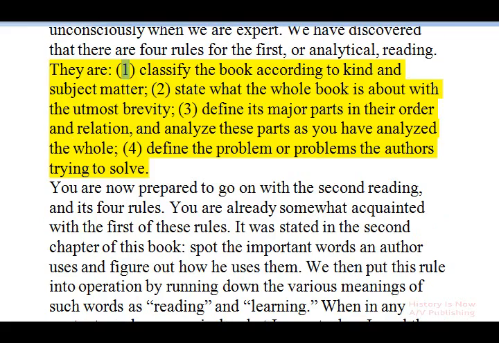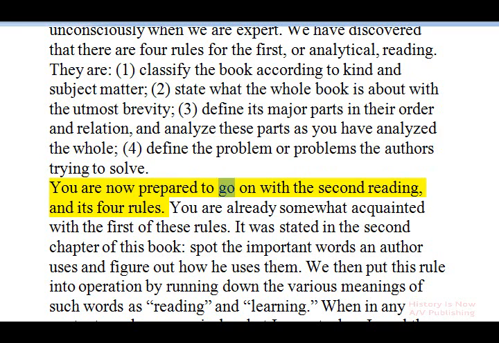They are: 1. Classify the book according to kind and subject matter. 2. State what the whole book is about with the utmost brevity. 3. Define its major parts in their order and relation, and analyze these parts as you have analyzed a whole. 4. Define the problem or problems the author is trying to solve. You are now prepared to go on with the second reading, and its 4 rules.